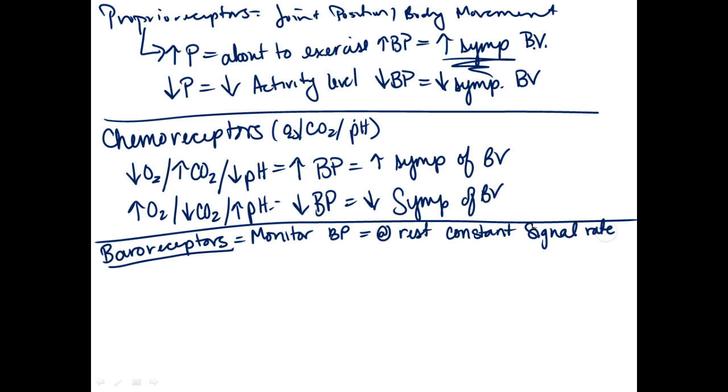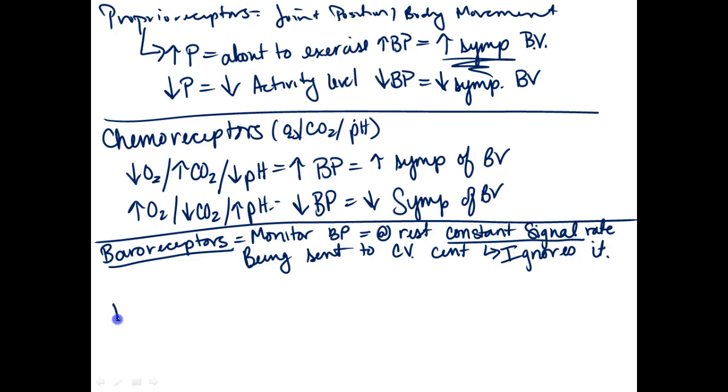So a constant number of action potentials being sent to the cardiovascular center. At that constant rate, the cardiovascular center ignores it. So if that signal is sent at its constant normal rate, the cardiovascular center recognizes this as normal and ignores it. Now what we can do is either decrease or increase this rate in order to signal to the cardiovascular center both high and low blood pressure.